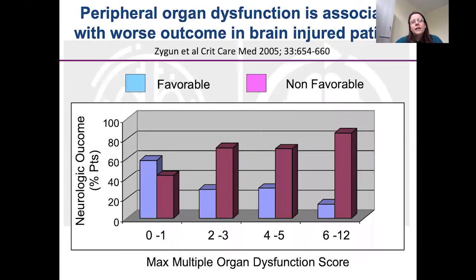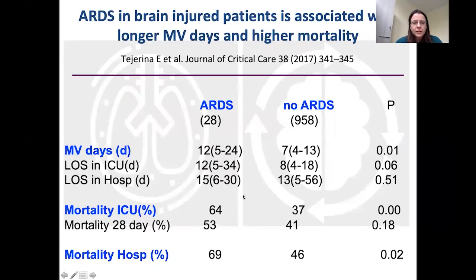Clinically speaking, we are in trouble because when peripheral organ dysfunction occurs after brain injury, the patients have a worse outcome, a very important increase of poor neurological outcome, and an increase of mortality. And in particular, the occurrence of pulmonary complications like ARDS is associated with an increase of mechanical ventilation days and ICU mortality and hospital mortality.